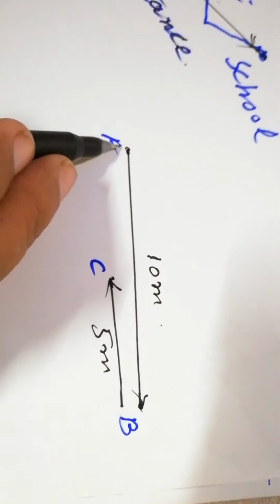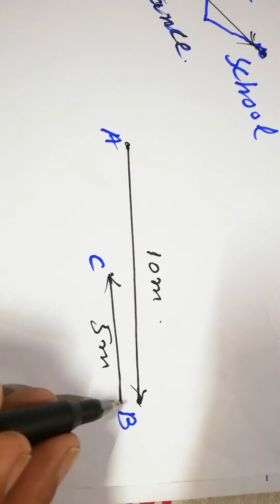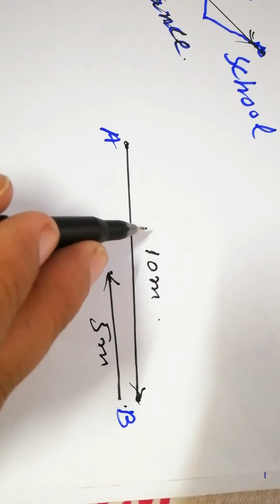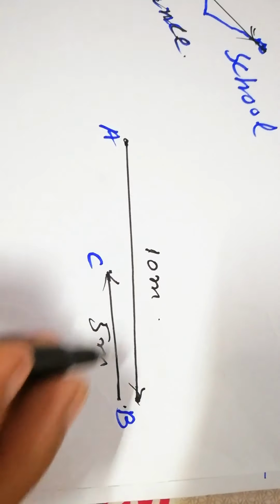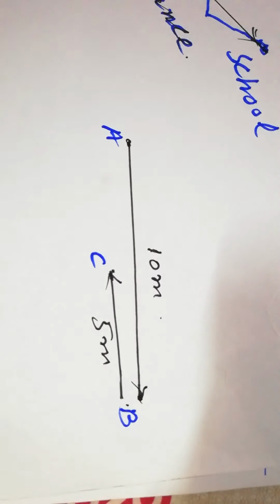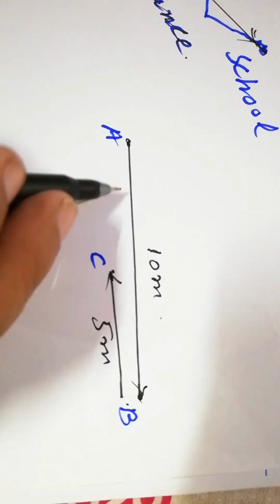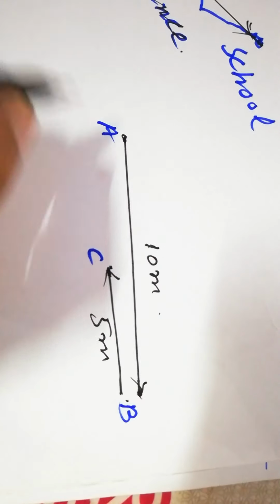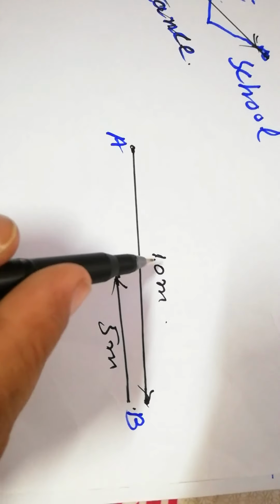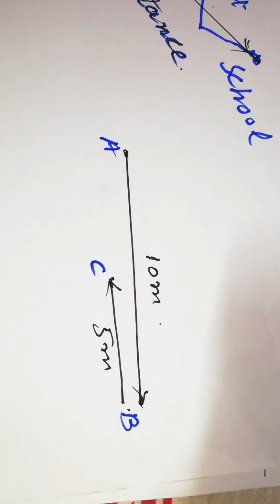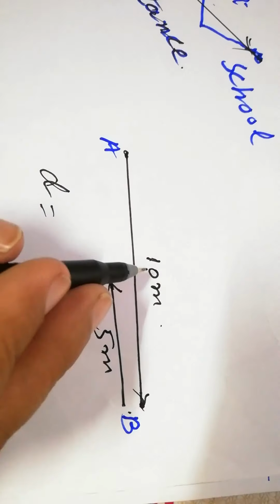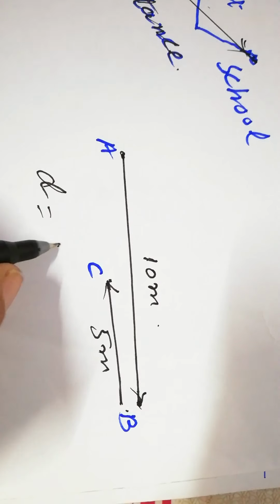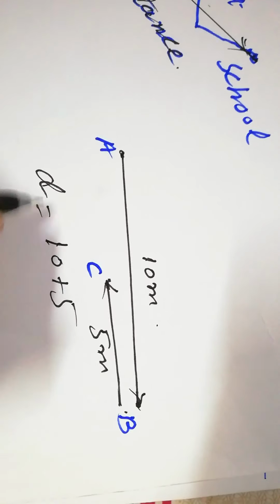So let's see another example. Let's suppose the body moves from A to B and then B to C. In the first step it covers a distance of 10 meters, and in the second it covers 5 meters. What is the total distance? There is no need of direction here. You just add them, because it is a scalar quantity, 10 meters plus 5 meters, and the answer comes to be 15 meters.